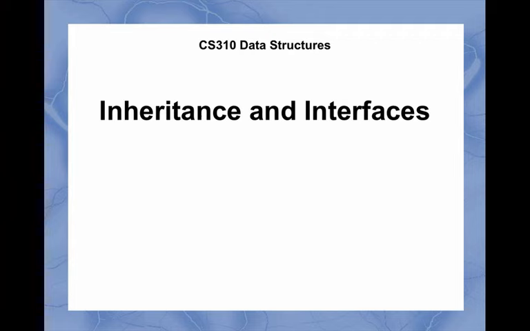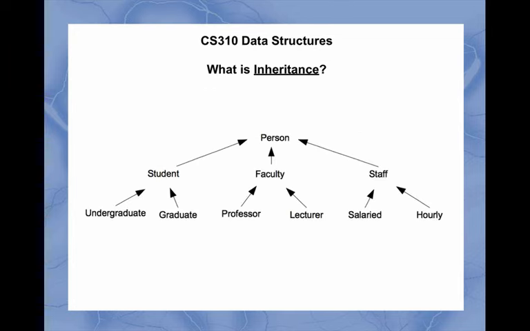In this lecture, we want to take a look at inheritance and interfaces. What is inheritance? Well, as you notice, all of the objects or classes listed here in this chart are all people. That is, a student is a person, an undergraduate is a person, a lecturer is a person. All of the entries here in this chart are all people.